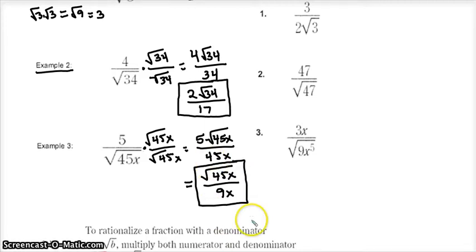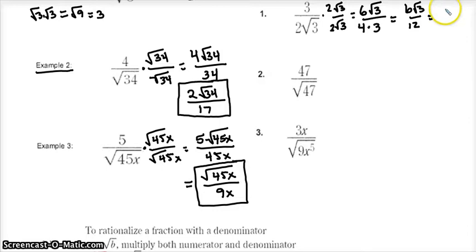Now it's your turn. Try the on your own questions 1, 2, and 3, and then check your answer. For question 1, you should have multiplied the top and the bottom by 2 root 3. Up top you get 6 root 3 divided by, and this is where we need to be careful, this is 4 times, and then the square root of 3 times the square root of 3 is 3. So this is really 6 root 3 over 12, which is equal to the square root of 3 all over 2. And there's your final answer.